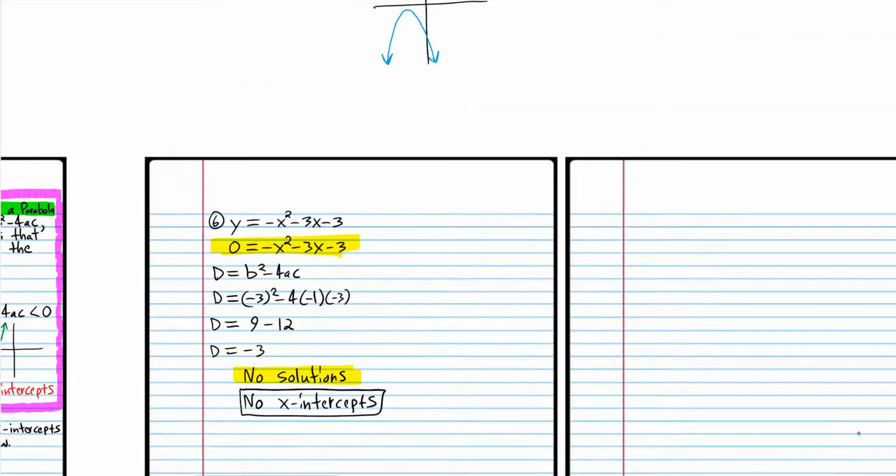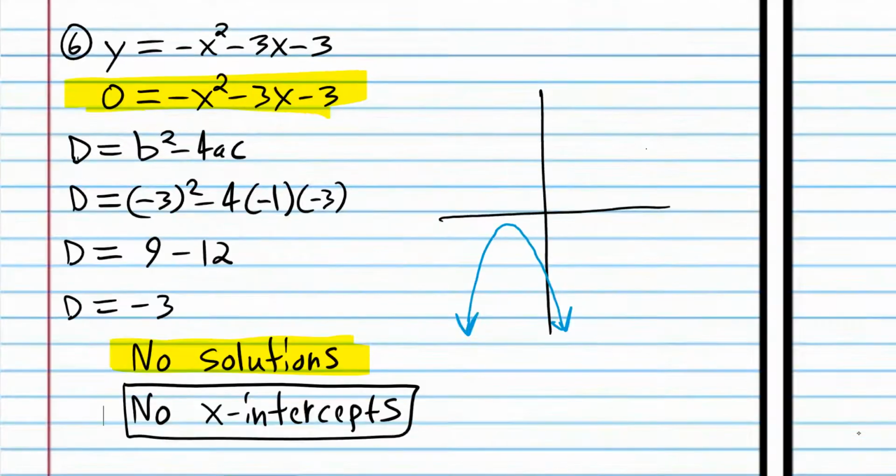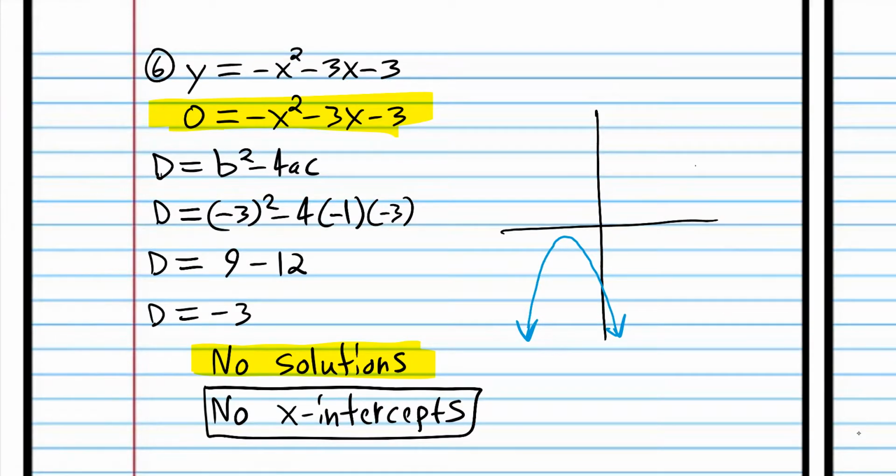So if you were to graph that equation, it would look something like this. You can see that the graph doesn't pass through the x-axis, the purple part here. So there should be no x-intercepts. There's no x value that you can plug in that would make y 0.